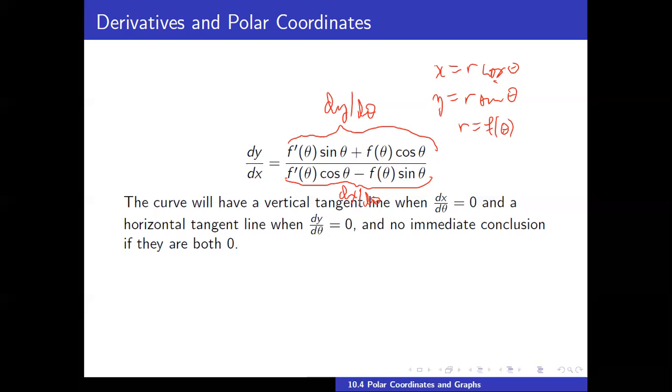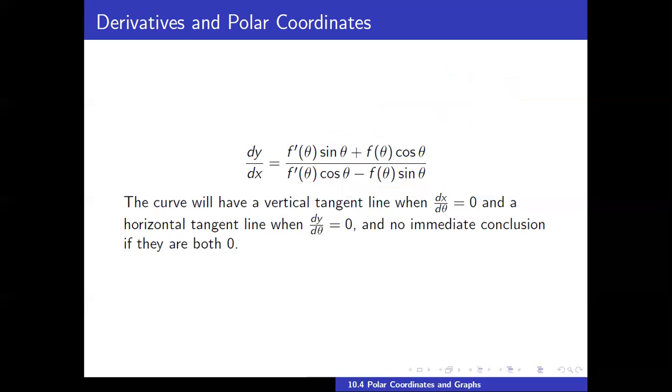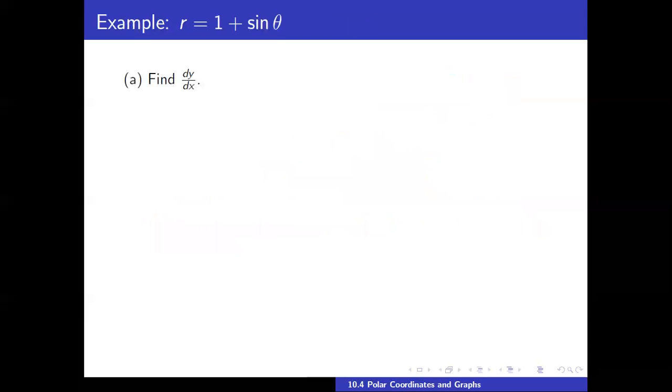So does this statement make sense? You have a vertical tangent line basically when the denominator is 0. You have a horizontal tangent line basically when the numerator is 0. Unless both of those things happen at the same time, in which case you're going to have to think more carefully. Make sense? Hopefully. All right. So we're going to do some examples here. Okay, so here's the equation. Here's kind of the direction that we're moving in. Now let's look at some examples here.